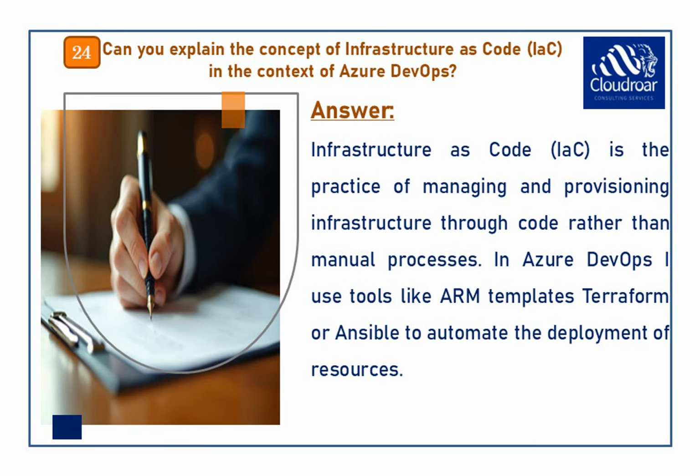Question 24. Can you explain the concept of infrastructure as code (IAC) in the context of Azure DevOps? Infrastructure as code (IAC) is the practice of managing and provisioning infrastructure through code rather than manual processes. In Azure DevOps, I use tools like ARM templates, Terraform, or Ansible to automate the deployment of resources.